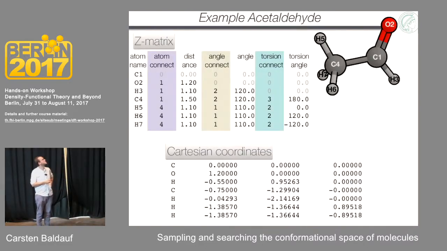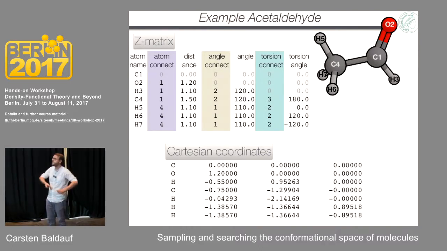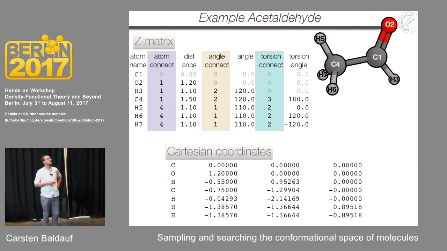This is just for comparison. The Z-matrix, so these internal coordinates, can also be rewritten into Cartesian coordinates, which is typically the format that we use when we make input for, for example, a DFT calculation. At least with FHI-aims, that is the only way of putting the molecule in there.